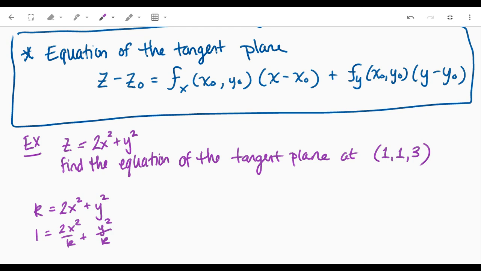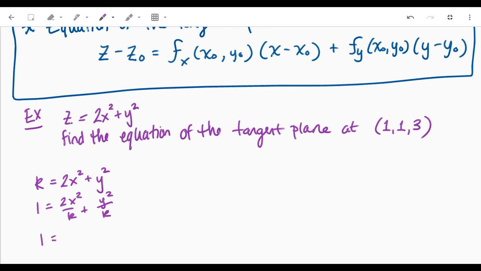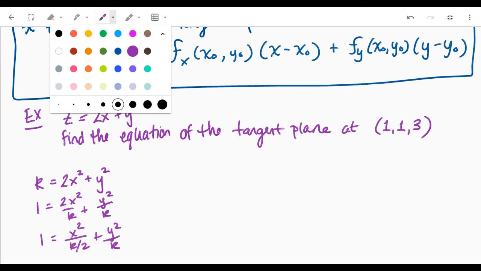Okay, and the bigger k is, the bigger the ellipse gets. In fact, there we go. So it's always going to be twice as big in the y direction as it is in the x direction. Okay, so if we want to just do a quick little sketch of that, it's an elliptic paraboloid.